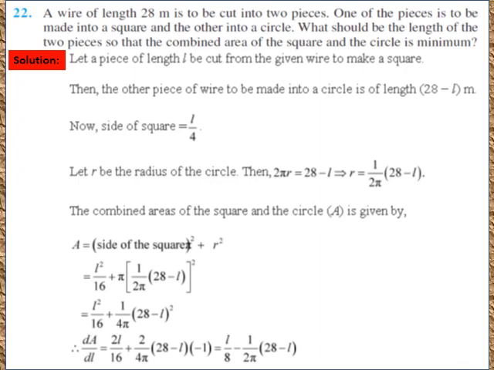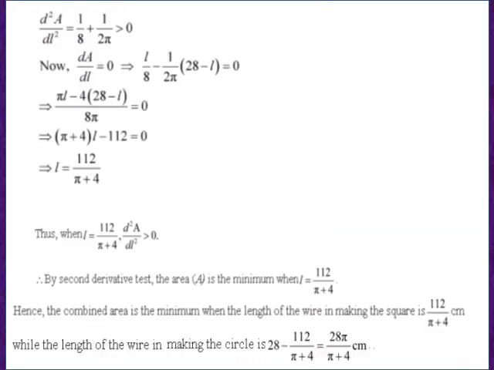So differentiating, dA upon dL will be equal to L upon 8 minus 1 upon 2 pi 28 minus L. Now I expect that all of you have learned differentiability in chapter 5 and all the exercises of this chapter 2. So you may be able to find dA upon dL yourself. Finding d2A upon dL2 we get equals 1 upon 8 plus 1 upon 2 pi. Now if you put the value of pi here, you will get that d2A upon dL2 is what?